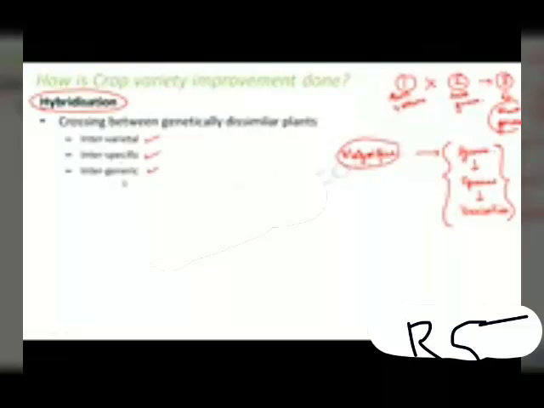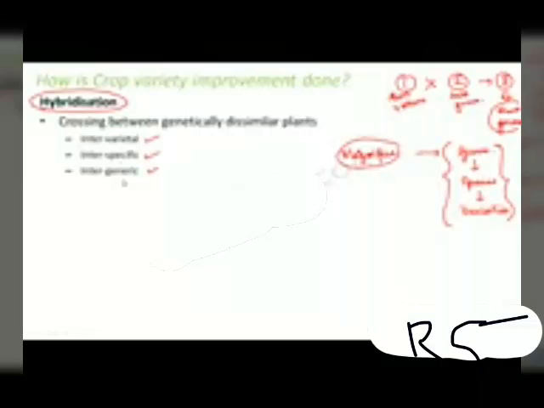Let us suppose you take one mango which belongs to the genus Mangifera, and you take an apple which belongs to a different genus. So you can even do hybridization between a mango and an apple. Clear? So that means hybridization can happen at all three levels. It can happen intergeneric between two different genus. It can happen interspecific between two different species of the same genus. It can happen intervarietal, that means two different varieties of the same species and same genus. Clear? Okay. So that is hybridization.